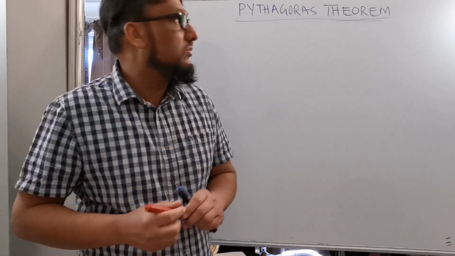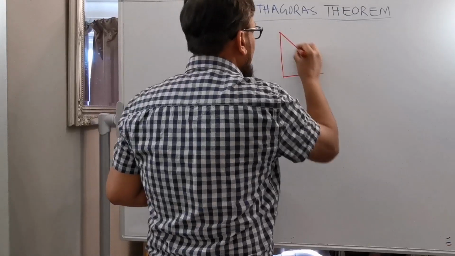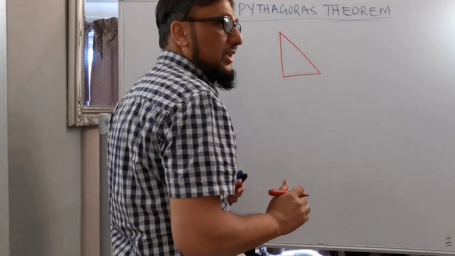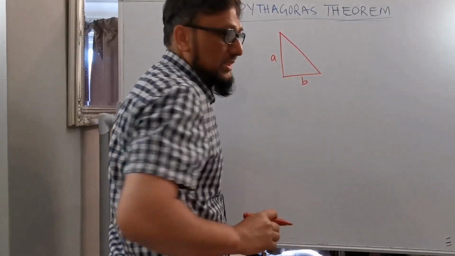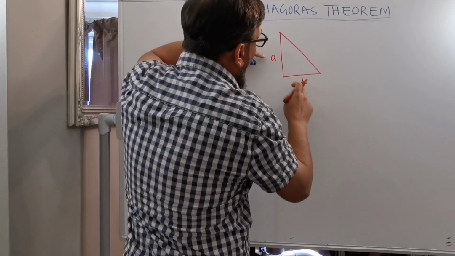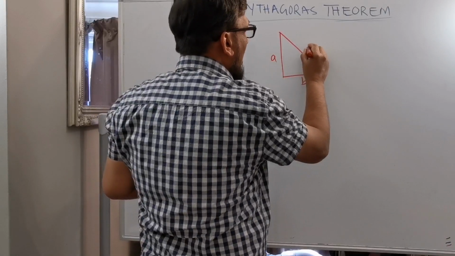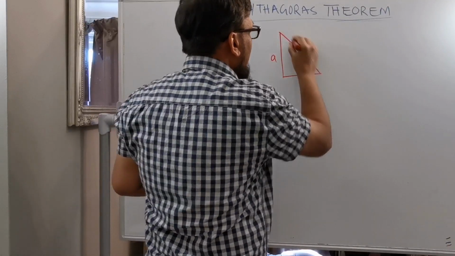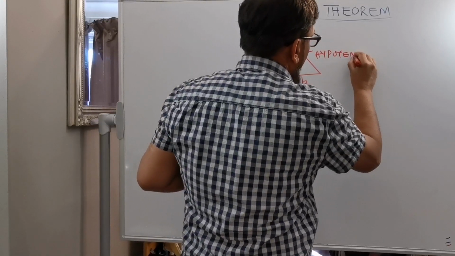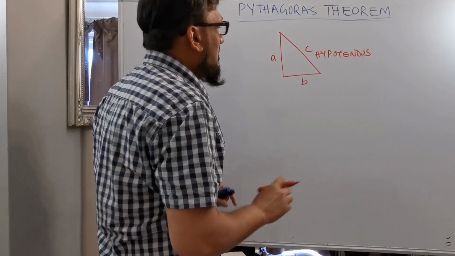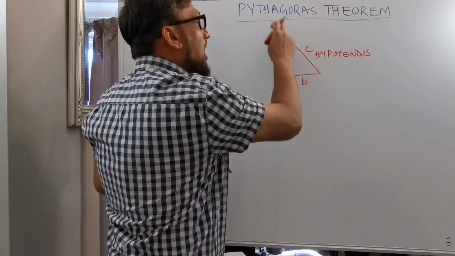The Pythagoras theorem applies to a right angle triangle. The theorem says there are two sides, A and B. The sum of the squares of the two other sides is equal to the square of the hypotenuse. This side is called the hypotenuse.